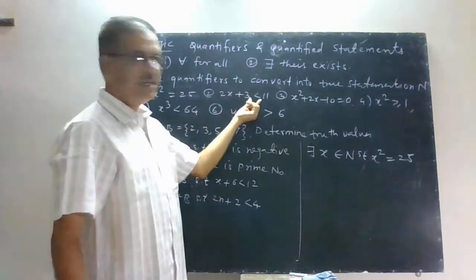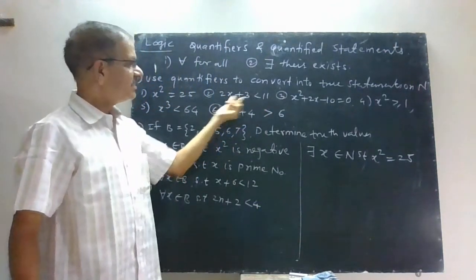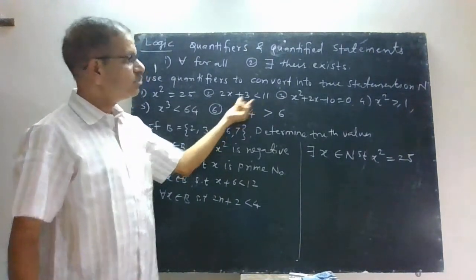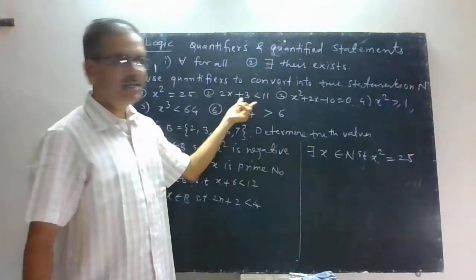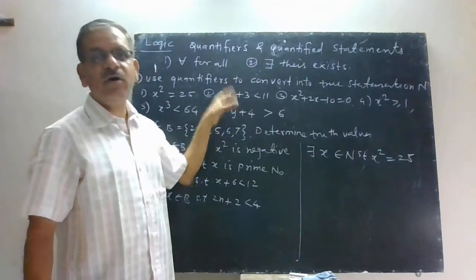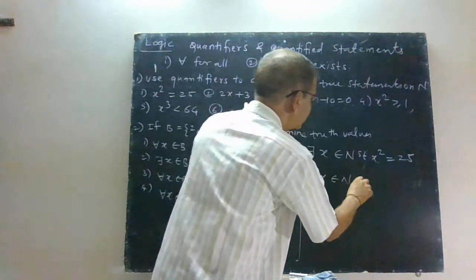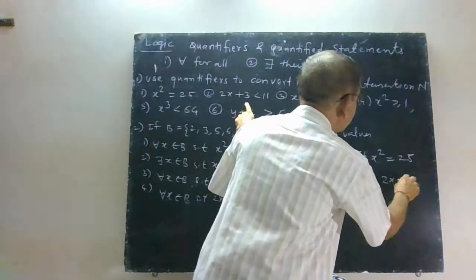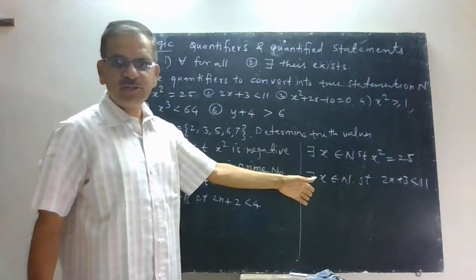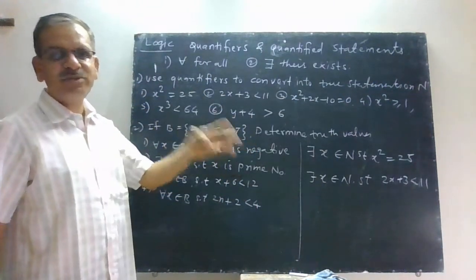Now see the second one. It is 2x plus 3 less than 11. Now see, 2x plus 3 less than 11, that is 2x less than 8. So x less than 4. So when you say x less than 4, it is only true for x less than 4. That means this is not true for all natural numbers. So again you write there exists x belongs to N such that 2x plus 3 less than 11. So we will not write for all because this statement is not true for all natural numbers. This statement is true for only 3 natural numbers, 1, 2 and 3.